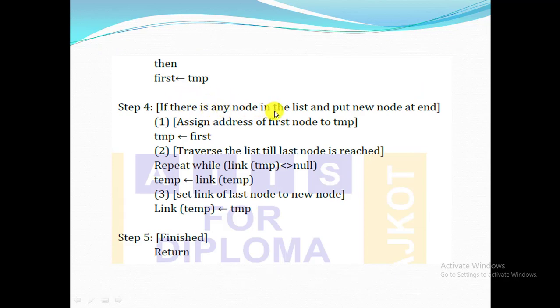And if there is any node in the list and we put the new node at the end, then we have to assign the address of the first node, then traverse the list till the last node is reached, then we have to put a pointer temp to the particular position and then set the link, and we have to put the null part at the last node.